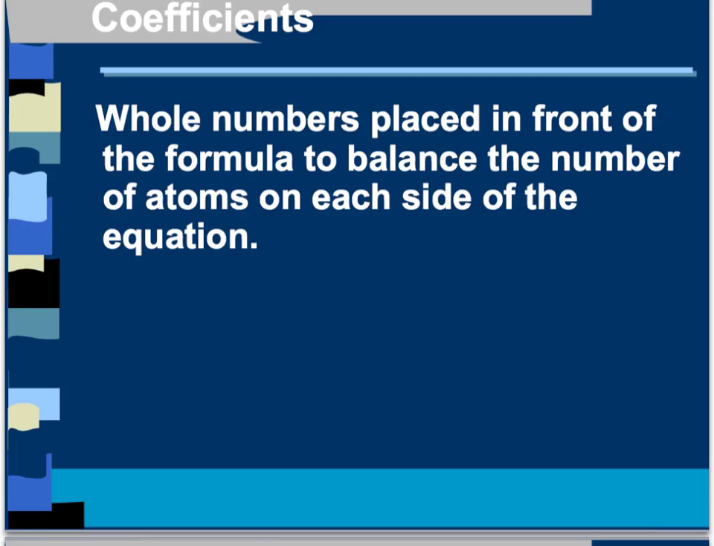After we already have our chemical formulas written out, we're going to use coefficients to help us balance the number of atoms on the reactants and the product side. So a coefficient is a whole number placed in front of a formula to balance the number of atoms on each side of the equation. So when we're balancing, we're only using coefficients.